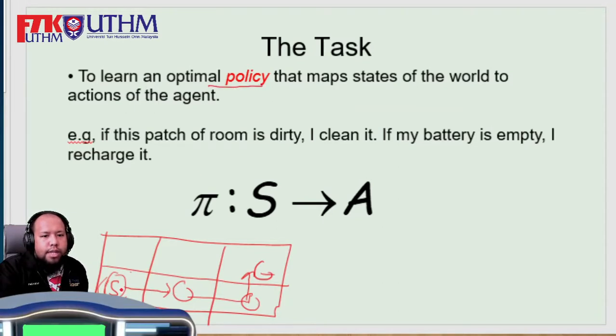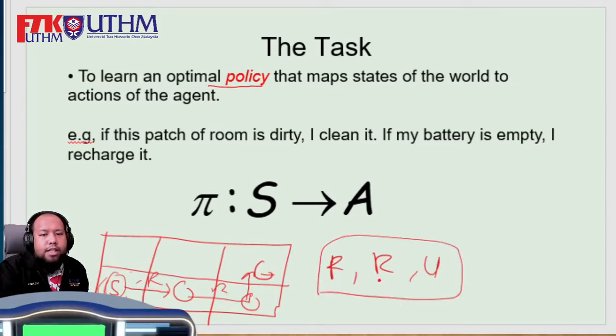Kalau contoh macam ni, the combination of movement dia ialah right, and then upward kan. Right, ni masuk sini right, ni masuk sini right, and then dia upward. This is the optimum policy. Ini kita tahu sebab kita tengok gambar rajah ni.